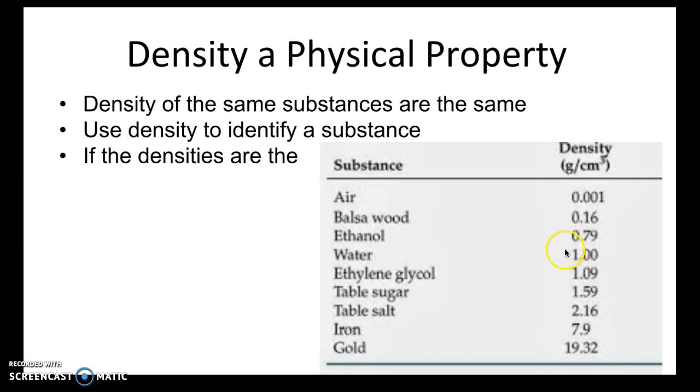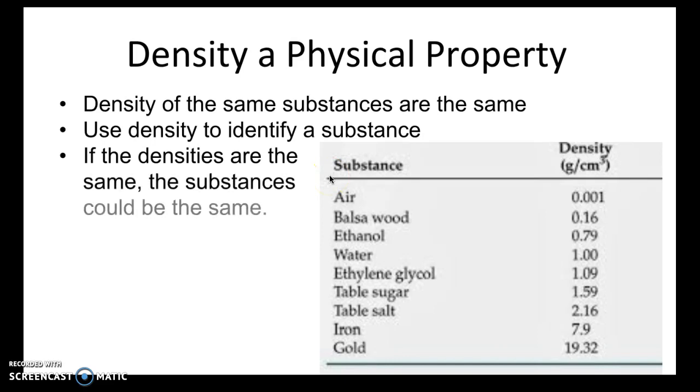So in that case, if the density of the unknown liquid was 1 gram per centimeter cubed, it would most likely be water. So the main thing is if the densities are the same, the substances could be the same. It's a possibility it's the same substance if the densities match.